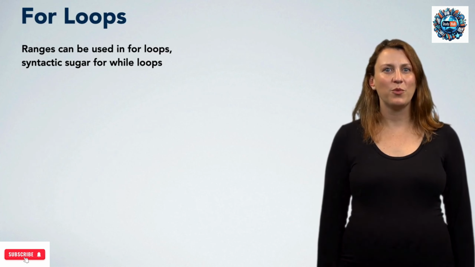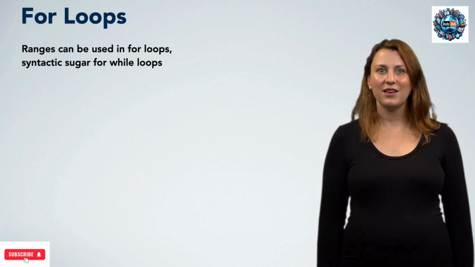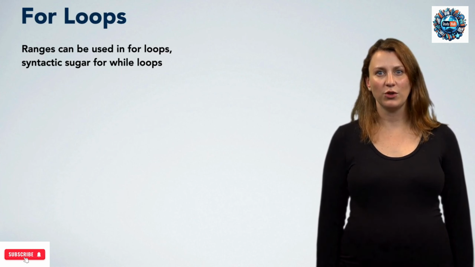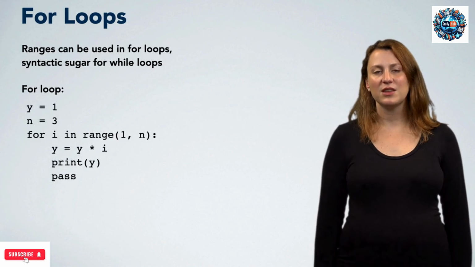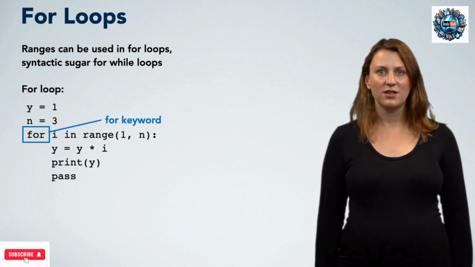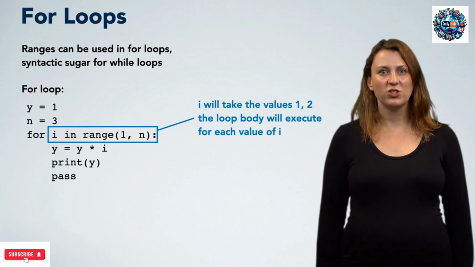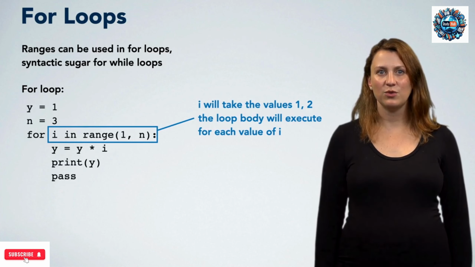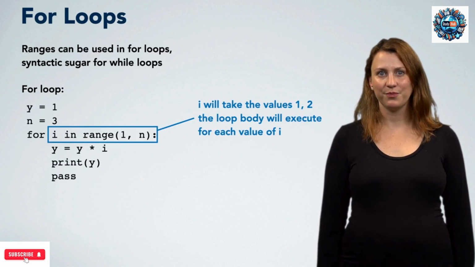You may wonder why we're talking about the range function in a video about loops, and the answer is that ranges can be used in for loops, which are syntactic sugar for while loops to make code easier to write. Here's an example of a for loop. You see the for keyword, and then an expression that means I will take the values that are in the range object, in this case 1 and 2, and the loop body will execute for each value that I takes.